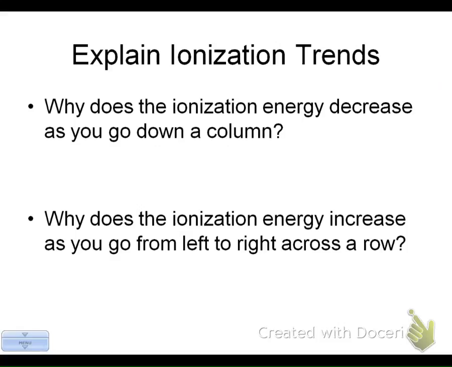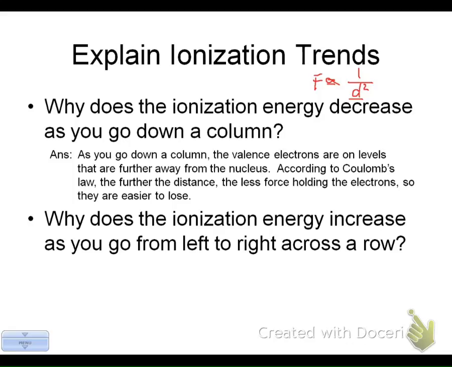All right, finally explaining the ionization trend using our 3 very important terms. Why does the ionization energy decrease as you go down a column? Well, as we go down, the element gets bigger, and the valence electron is further away from the nucleus. And we have learned already that the force holding the valence electron is inversely proportional to the distance squared. So if the electron gets further away, the force holding it is going to get very low, and we're going to see a decrease in the strength. It'll be easier to remove.